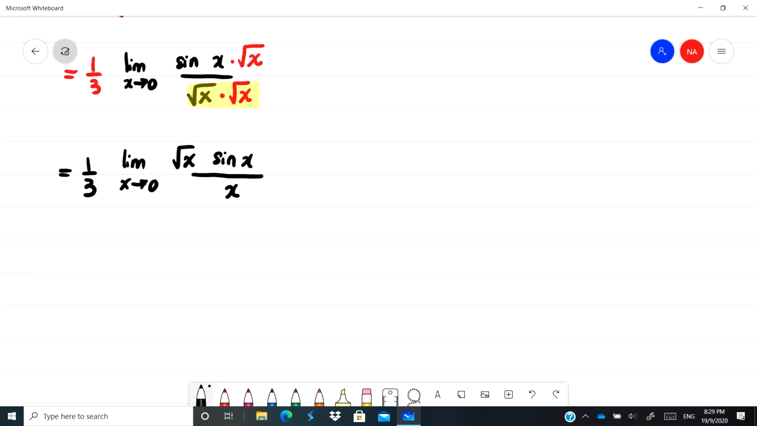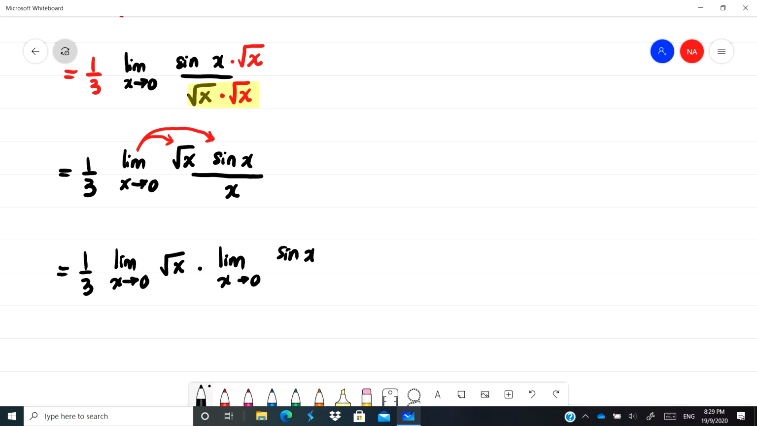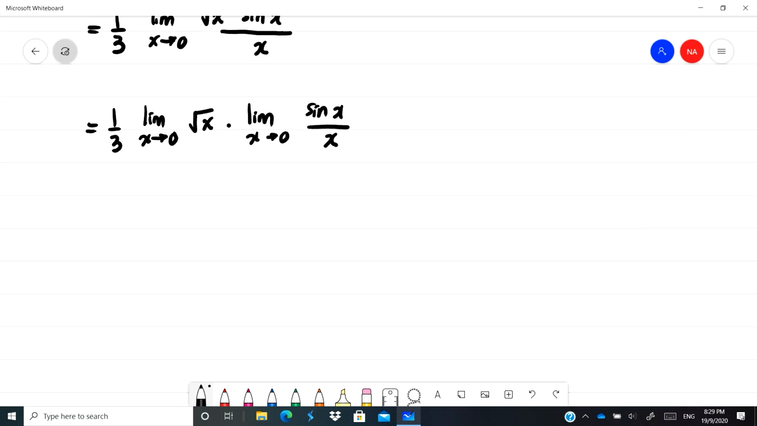Now I'm trying to distribute the limit as x approaching 0 into this function and also this function. So we'll have 1 over 3, limit as x approaching 0 of square root x multiplied with the limit as x approaching 0 of sine x over x. Now we're trying to use the squeezing theorem. So we are trying to substitute the value of x with 0 here, this part.